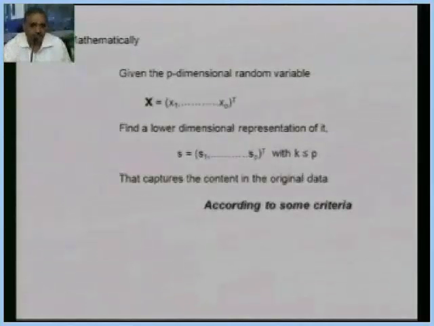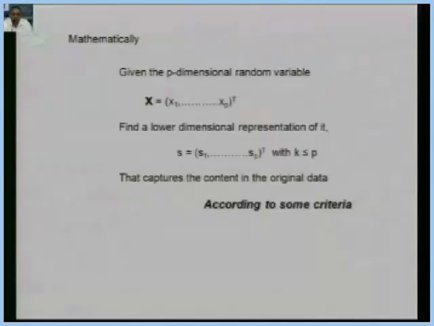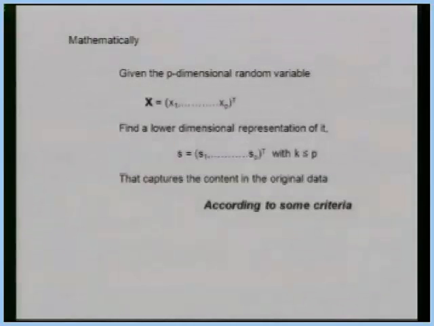When we put it in a simple mathematical framework, given any p-dimensional random variable, we have to find a lower dimensional representation of it that captures the content of the original data according to some criteria. Here you have a large number of bands, and you have to find a subset of the bands such that you will be able to capture the original information content. But for doing so, you need to have some criteria.